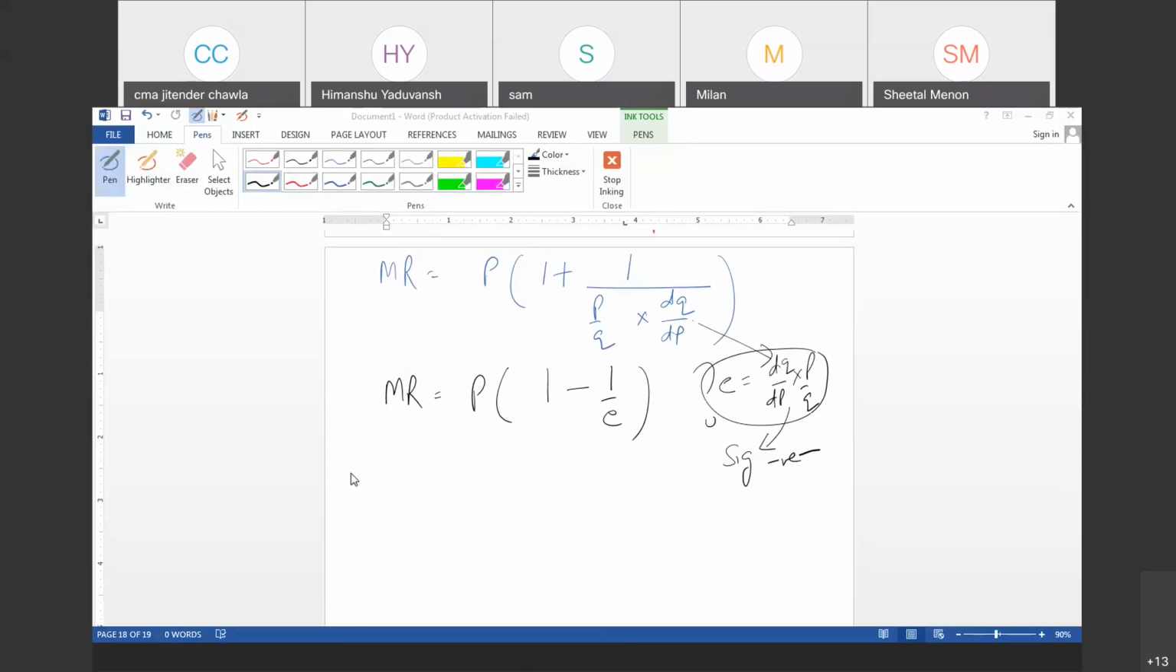So again, just check what I am writing. MR by AR equals 1 minus 1 by E, because P is nothing else but AR. I have taken this in the denominator.